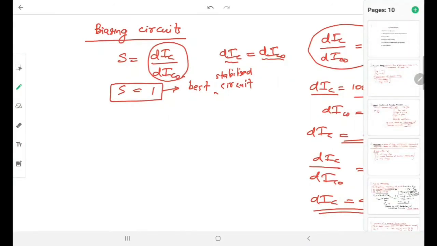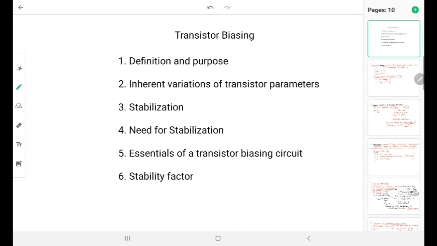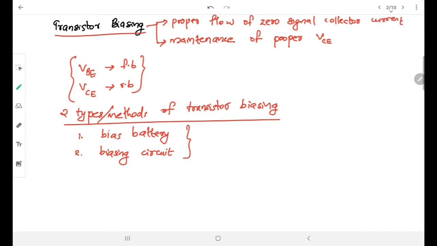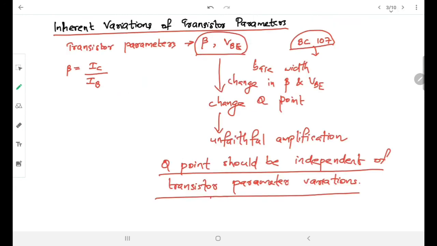In today's class we discussed transistor biasing, the definition and purpose. It is the proper flow of zero signal collector current and maintenance of proper collector emitter voltage during the passage of signal. So the basic purpose of transistor biasing is to make the input circuit forward biased and output circuit reverse biased. And we have two types of transistor biasing. One method is by introducing a bias battery, and the second method is using biasing circuits, which we will discuss in the next session.